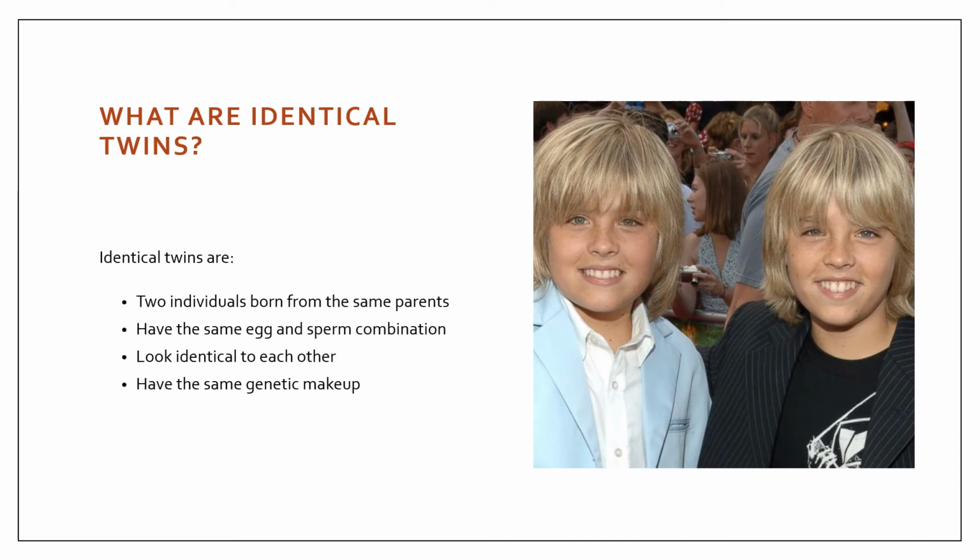Identical twins are two people born from the same parents, and they have the same sperm and egg combination. The two children are born at the same time and look identical to each other, hence the name identical twins. Since the two offspring are made from the same haploid cells, they have the exact same genetic makeup and ultimately the same physical characteristics. However, while their appearance might be the same, their mind and their thoughts can be original and different from each other.